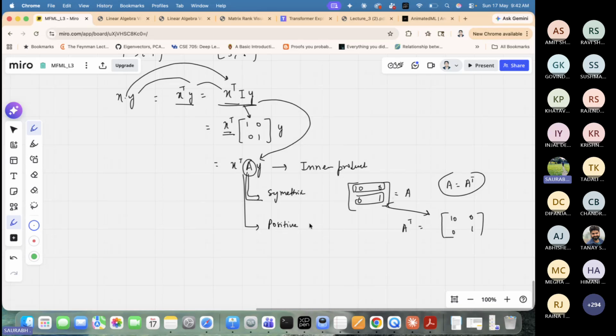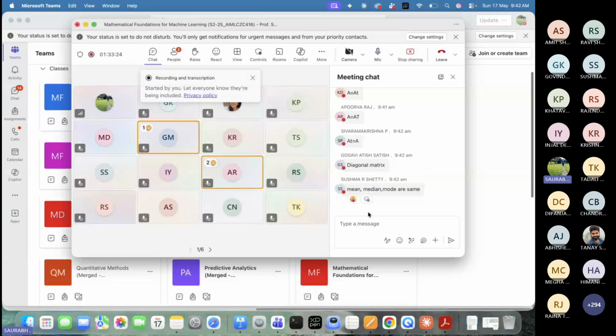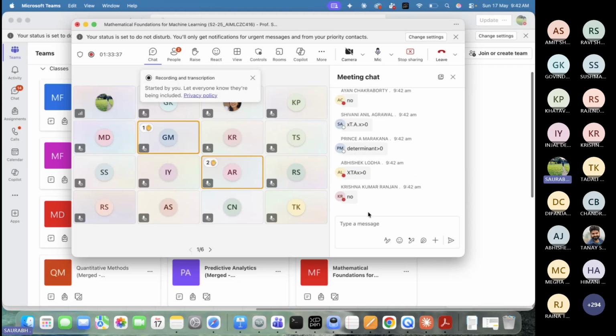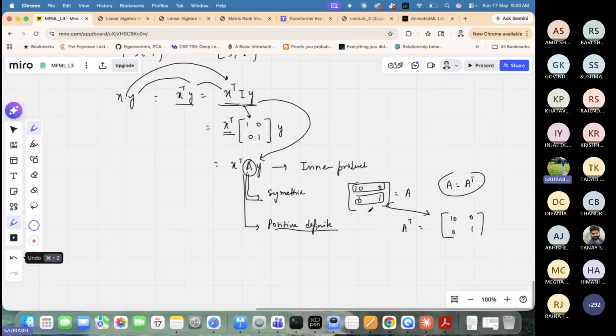So we say that as long as A is symmetric, and second, as long as A is positive definite. Now, this is something that most of you might not even know about. What do you mean by positive definite? Does anyone know about positive definite matrices? No. Okay, good, that's actually important. Determinant is greater than 0, that's right. Some of you actually know about it. That's right. Positive definite matrices have an important.